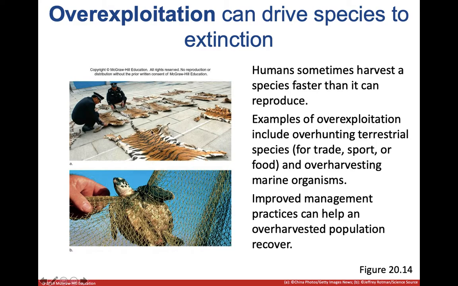Tigers are the same way. We've overhunted them because people demand their furs because they make pretty rugs. People make traditional medicine out of them and things like that. We've overhunted them. We've over-destroyed their habitat. And to the point where these organisms cannot sustain themselves anymore in the populations in the wild.